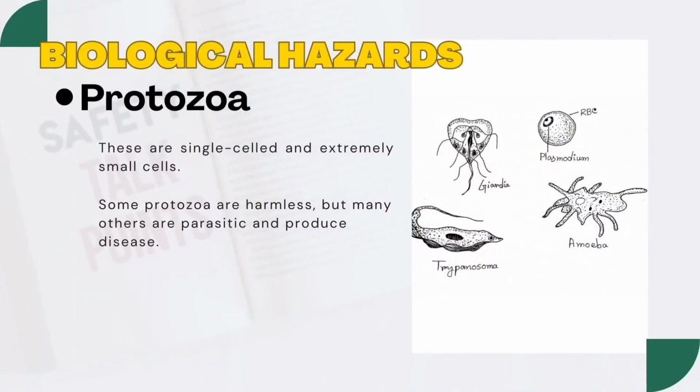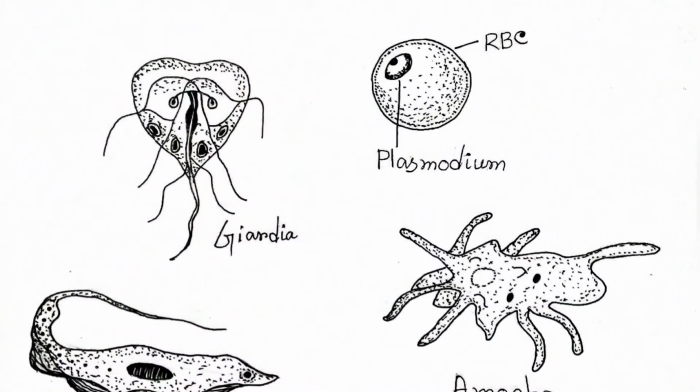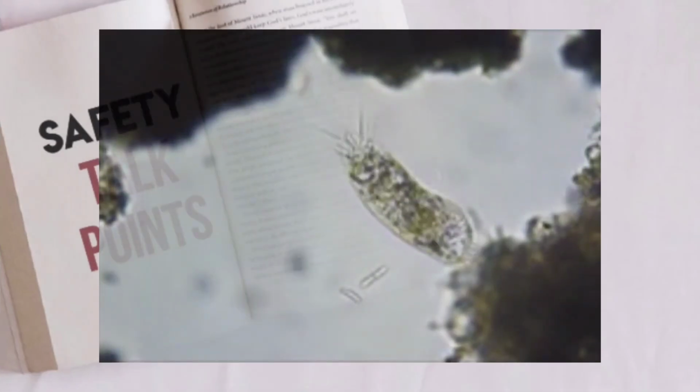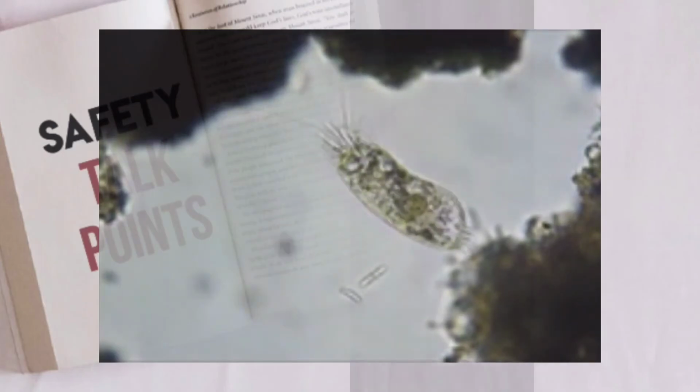Other types of biological hazards are protozoa. These are single-celled and extremely small cells. Most people have protozoa living in or on their body at some time, and many are infected with one or more species throughout their life. Some protozoa are harmless, but many others are parasitic and produce disease. Infections range from asymptomatic to life-threatening, depending on the species and strain of the parasite.